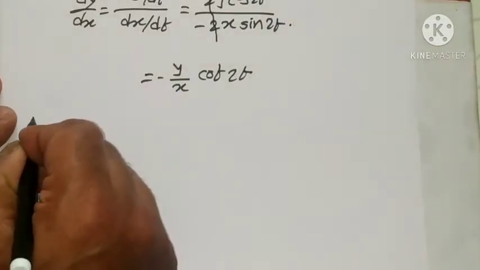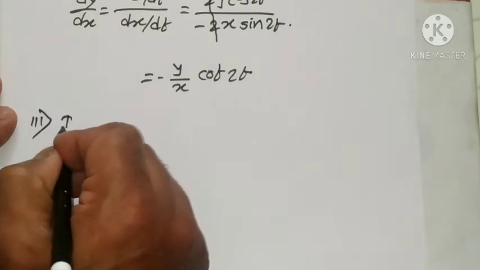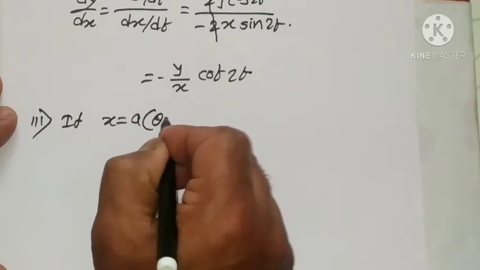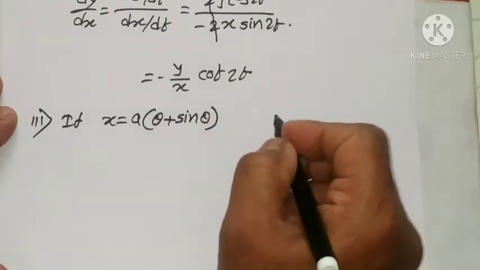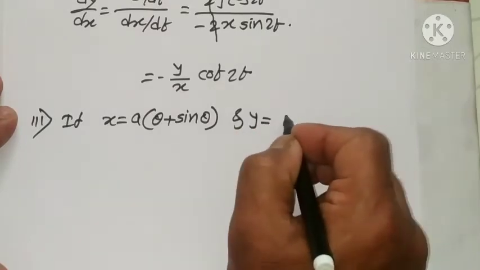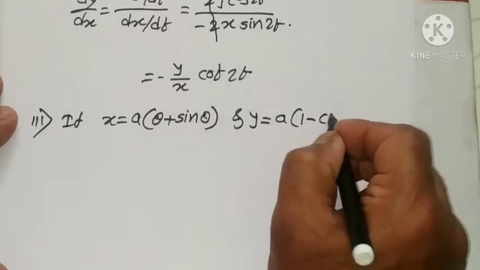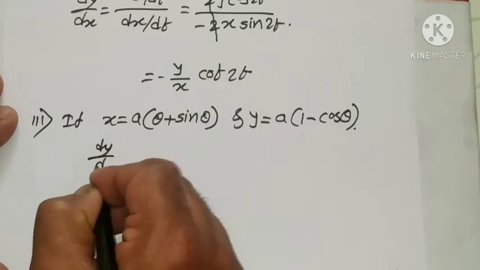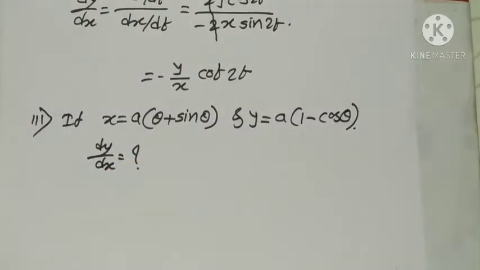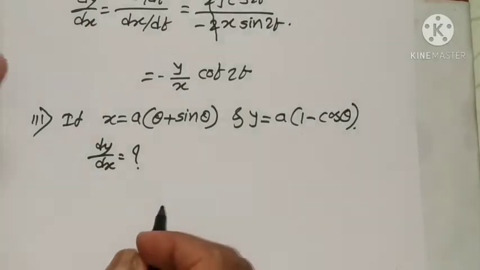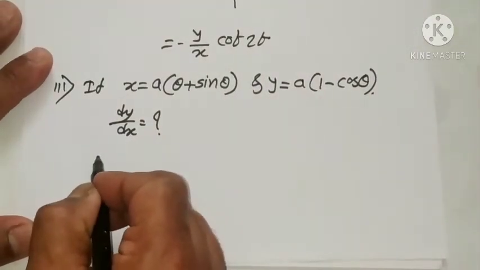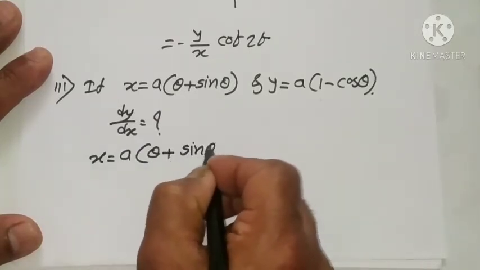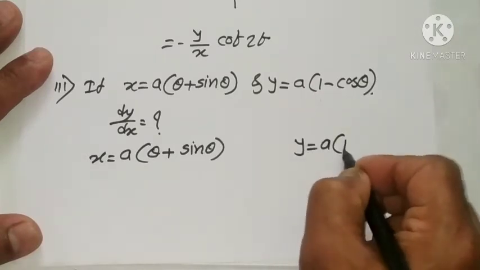Consider the next example. If x is equals to a into bracket theta plus sin theta and y is equals to a into bracket 1 minus cos theta. Find dy by dx. Now, first write the given equations in parametric form. x is equals to a into bracket theta plus sin theta. y is equals to a into bracket 1 minus cos theta.